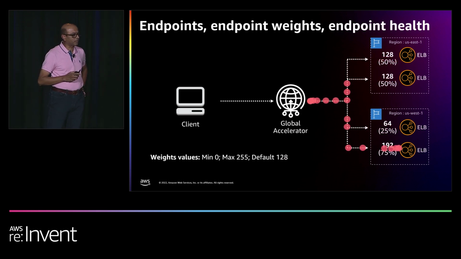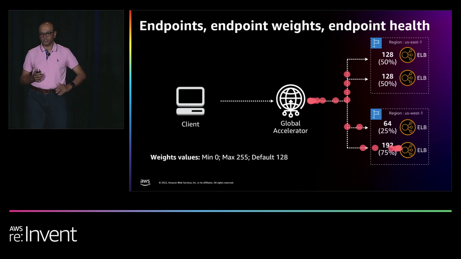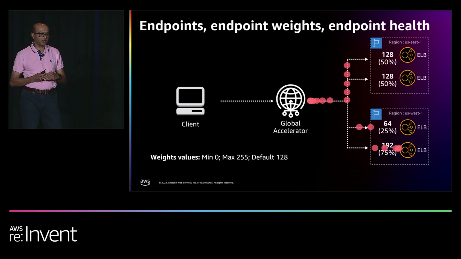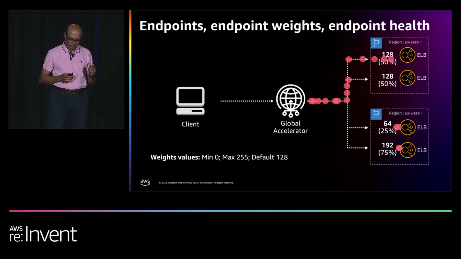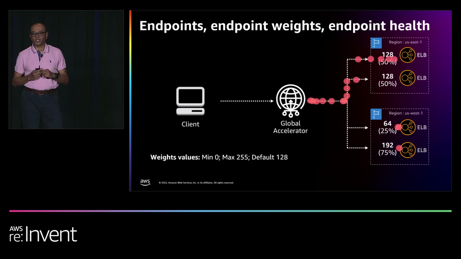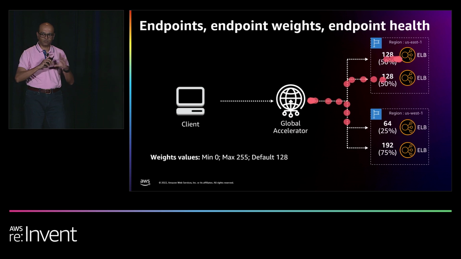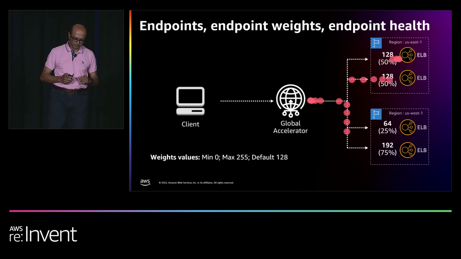One detail to remember here, especially when you're using ELB endpoints with multiple target groups: Global Accelerator would consider the load balancer endpoint to be healthy only if each target group behind the load balancer has at least one healthy target. So if any target group has only unhealthy targets, then Global Accelerator considers that load balancer endpoint to be unhealthy.